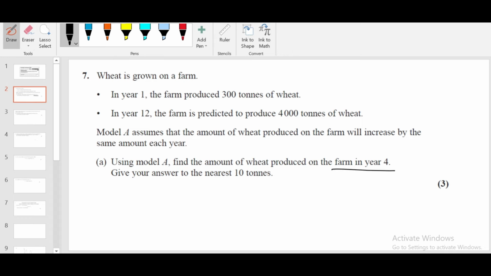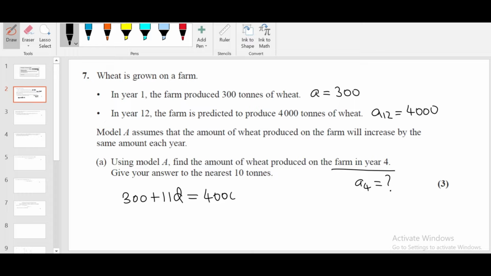year 4. So basically you are given a, the first term, and then the 12th term, 4,000. They want you to find the 4th term. So for the 12th term, the formula is the nth term formula, a plus (n minus 1)d. (12 minus 1)d is given as 4,000 minus 300, so 3,700. d is 3,700 divided by 11. Now the formula to find the 4th term is a plus 3d.